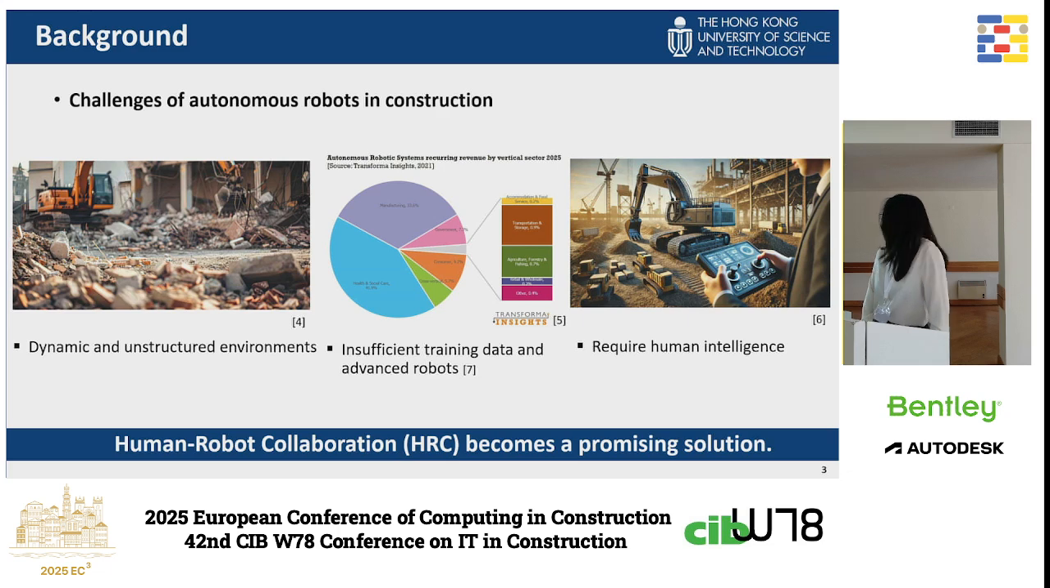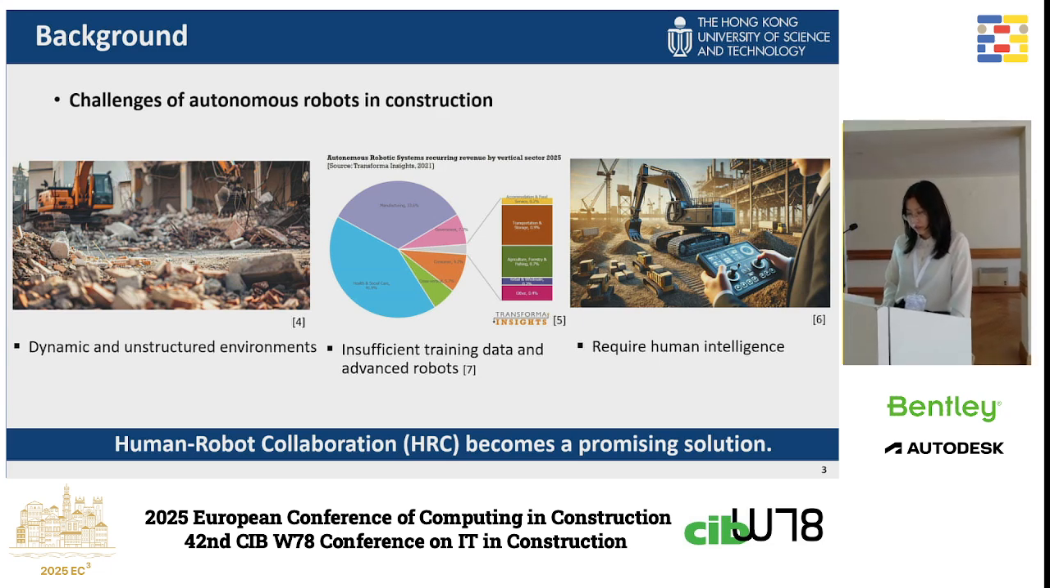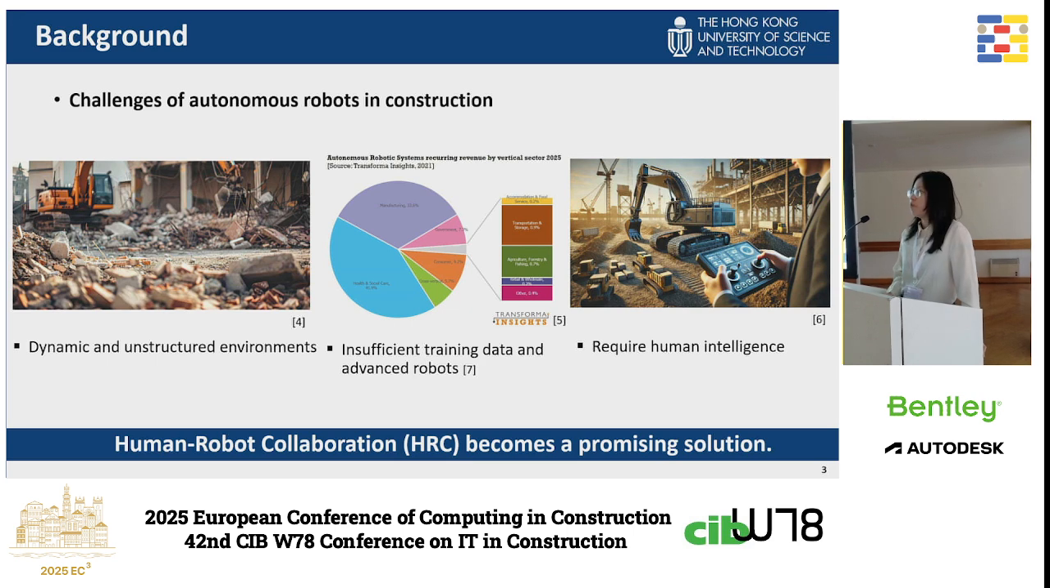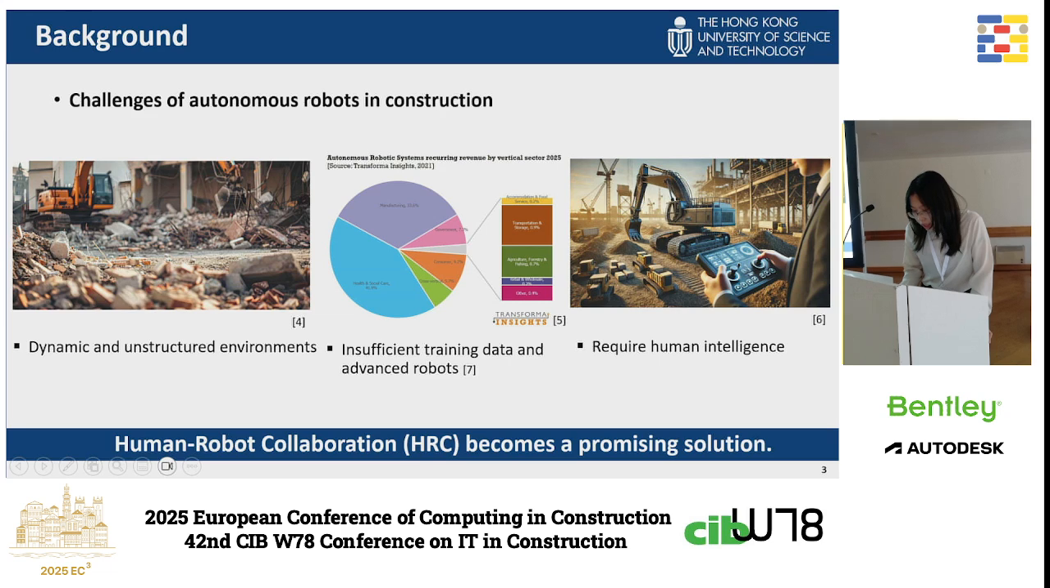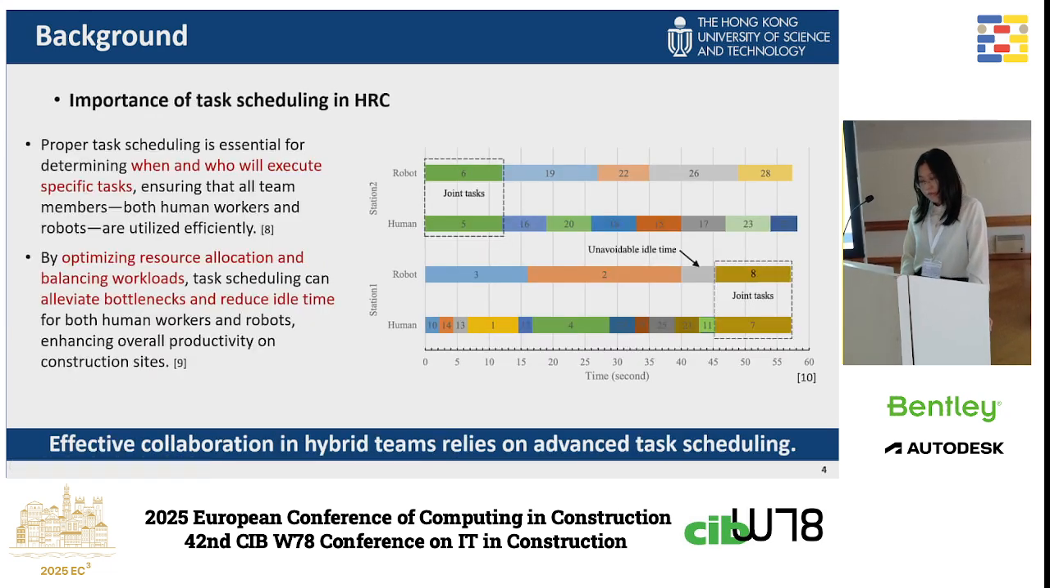In order to face the complex and changeable construction sites, we require characteristics like intelligence, dexterity, and adaptability, which are actually owned by human workers. So the HRC team, the human-robot collaboration, becomes a promising solution that can combine the strengths of both human workers and robots. The primary goal of the HRC is to improve the overall performance. The evaluation criteria typically include well-being, productivity, as well as cost.